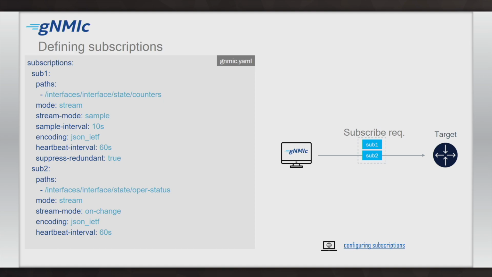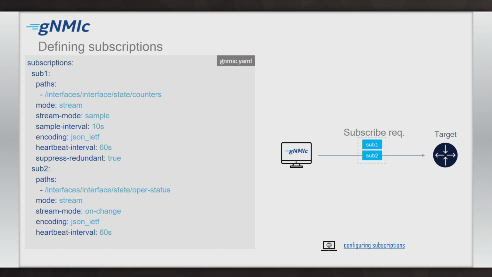Okay. So the way to define subscriptions, I think we've seen this in the previous demo. Under subscription, you give the subscription a name, the list of paths that you need to subscribe to, and the type of that subscription, whether it's a stream, one subscription, whether it's sampled, on change, or target defined, and the encoding of the values that you want to get back from the router. There are a few other options there.